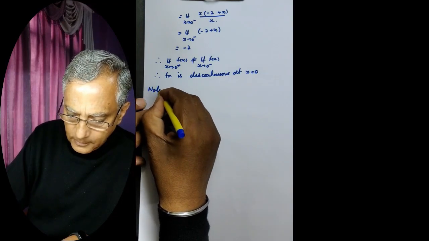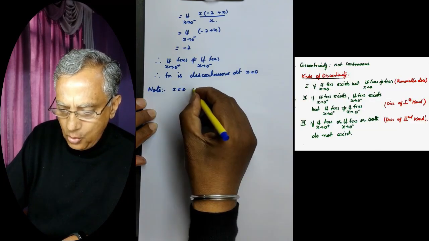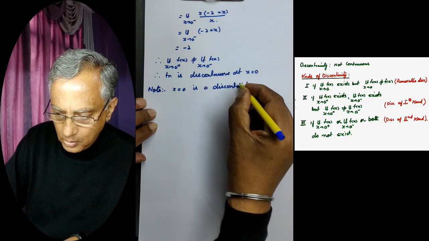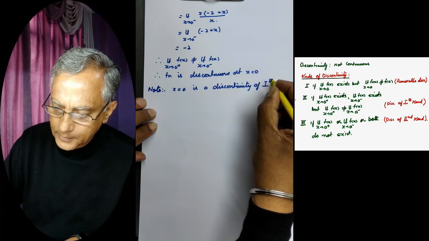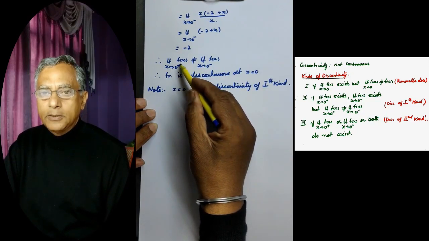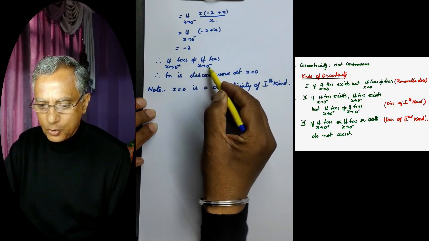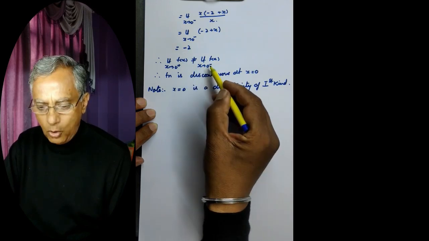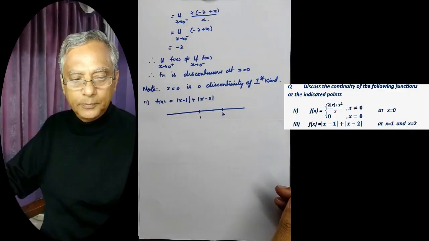And note, x equal to 0 is a discontinuity of which kind? Of first kind. Because limit x approaches 0 from the positive side f(x) exists, its value was 2, and limit x approaches 0 from the negative side f(x) also exists, its value is minus 2. Both the limits exist but are not equal.